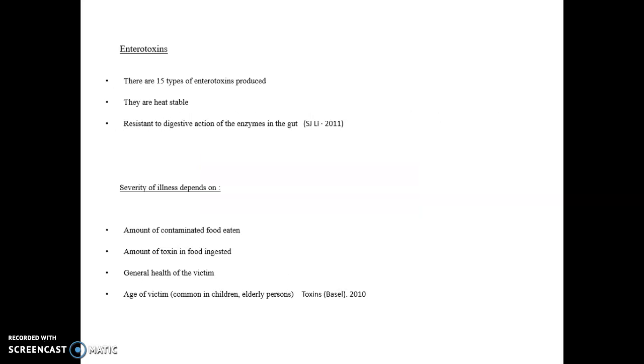The enterotoxins. So what are enterotoxins? These are basically the toxins which are produced by the bacteria when they start proliferating on the food product. There are around 15 types of enterotoxins produced by the bacteria, and these enterotoxins are heat stable. Even the digestive enzymes in the gut fail to destroy these enterotoxins.